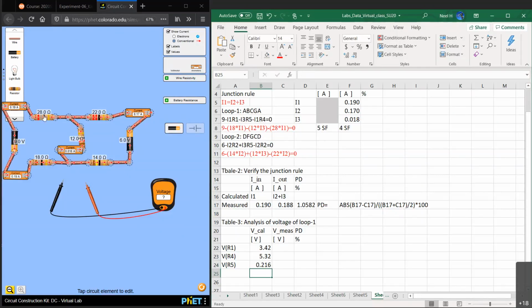Since you can see all of these measured values, we measured the resistance values to 3 significant figures, and all the current values we measured up to 4 significant figures. All the calculated voltage values we can use about 3 significant figures. That's fine, I think.